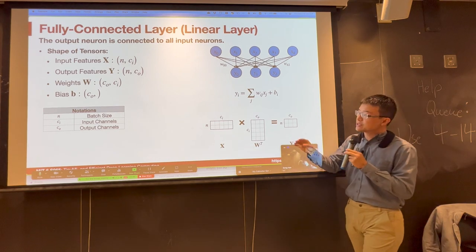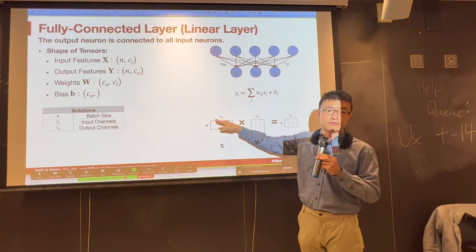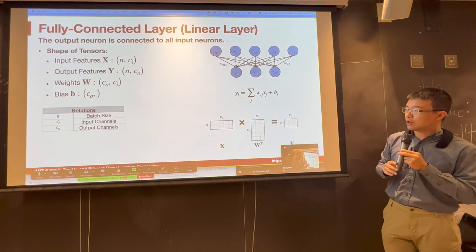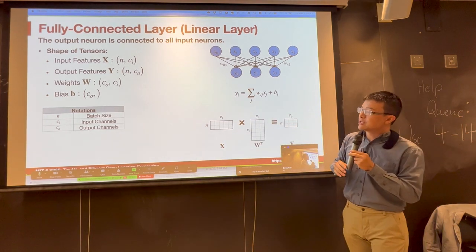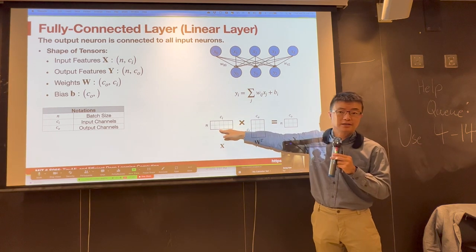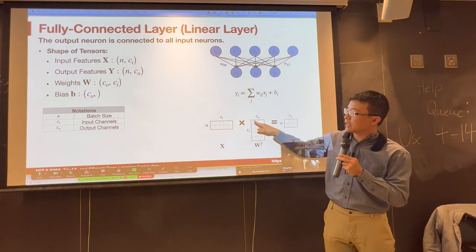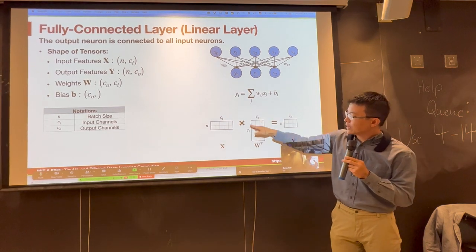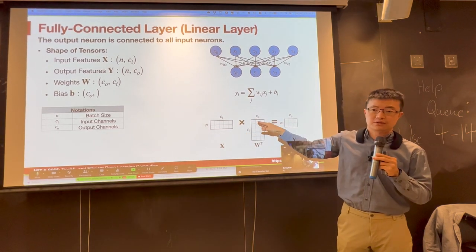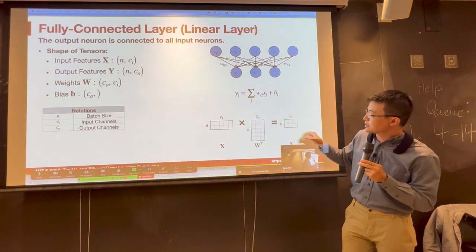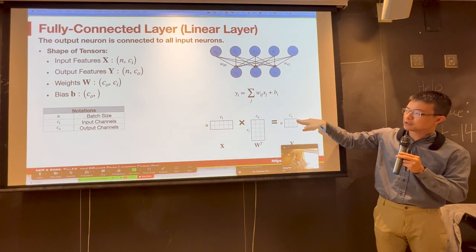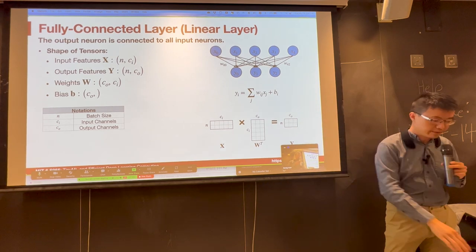In this case, when we have a batch size of n, we just have more and more rows in the output as well. So the input feature dimension is basically n times ci, and the output feature is n times co. The weight dimension is ci times co, and the bias is equal to the number of output dimensions, which is co.